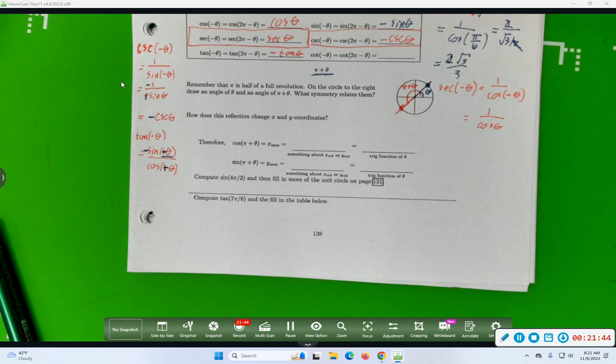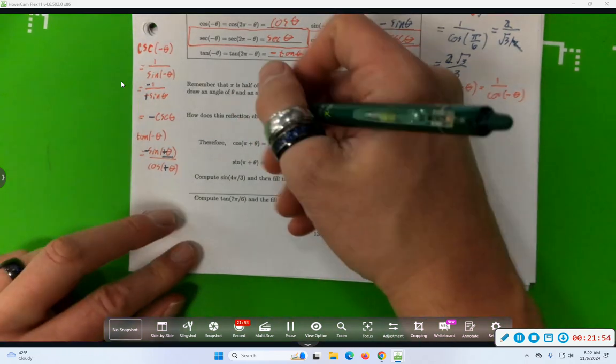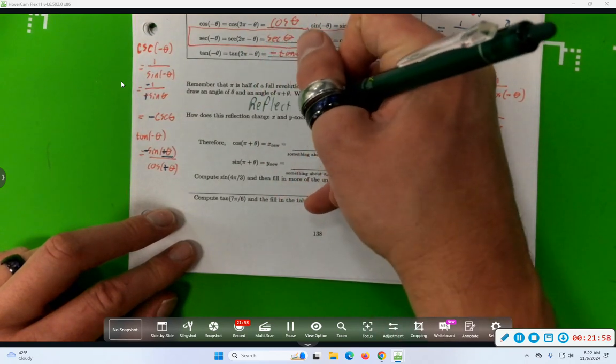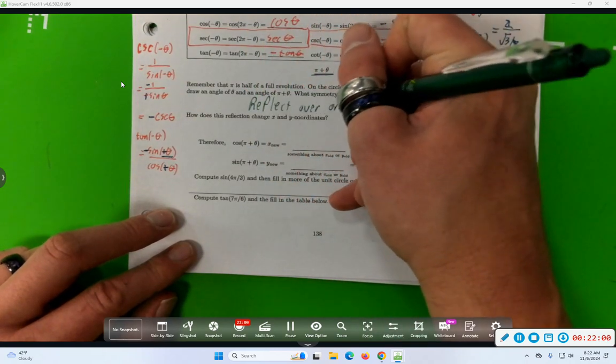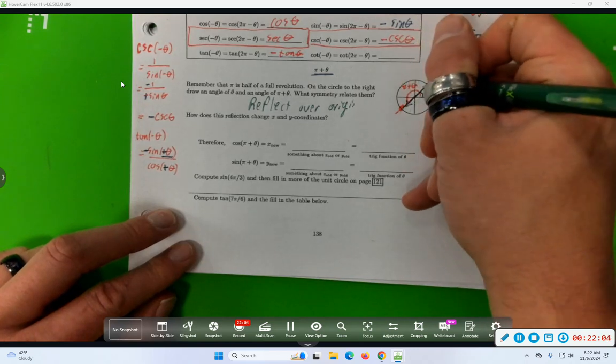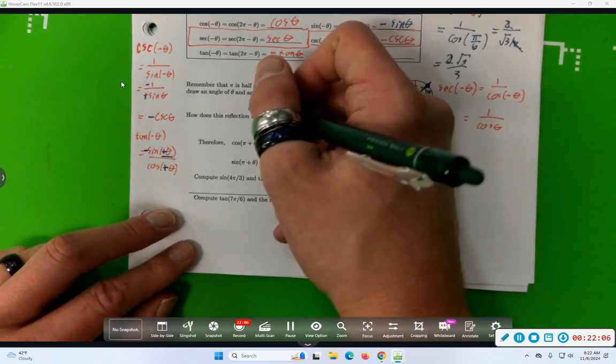So you have negative x and y values. X values become negative and so do the y values. So that's called reflection over the origin. Alright, this line and that line both come out from the origin, just in opposite directions.